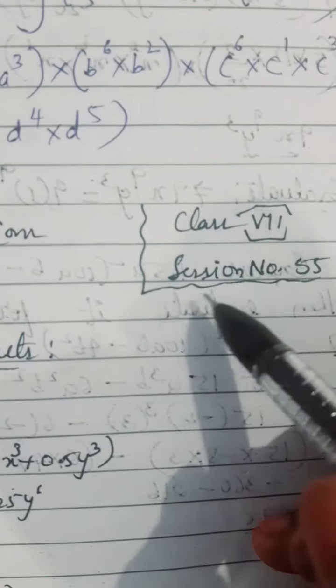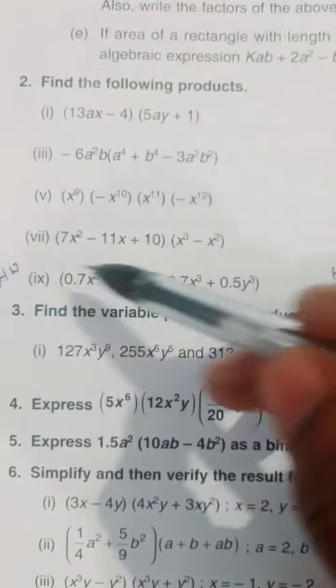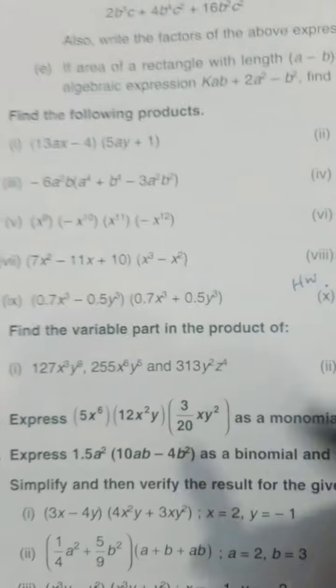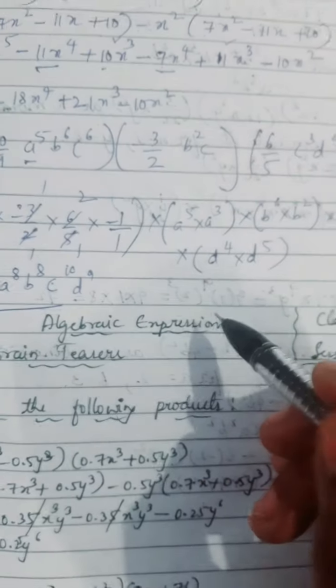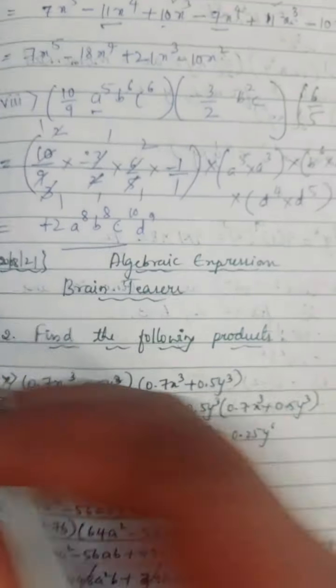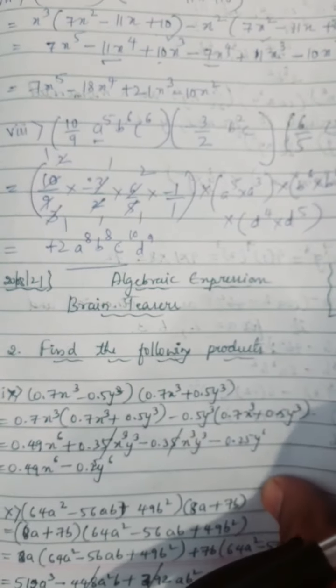Namaste children. In this session number 55, we are going to discuss brain teasers, second main, 9th and 10th part, third main, 4th, 5th, 6th and 7th, 8th and 9th main in this session under the chapter algebraic expression. Children, question number 2 we had solved already from second main 7 parts.